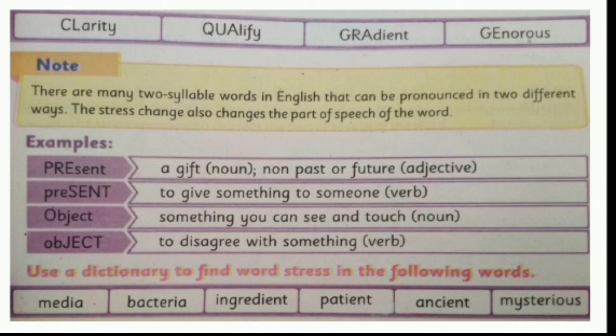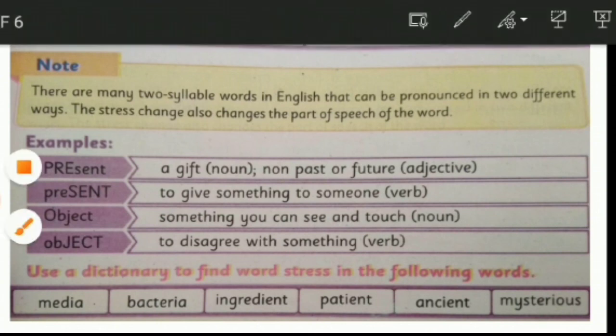Ingredient, again a noun, and we have to put stress on the first one. Patient can be used as an adjective or a noun, so in both cases we have to put stress on the first one. Ancient, again used as a noun and adjective both. In both cases we have to put stress on the first syllable. Mysterious, only an adjective, not used as a noun, so we have to put stress on the first one.